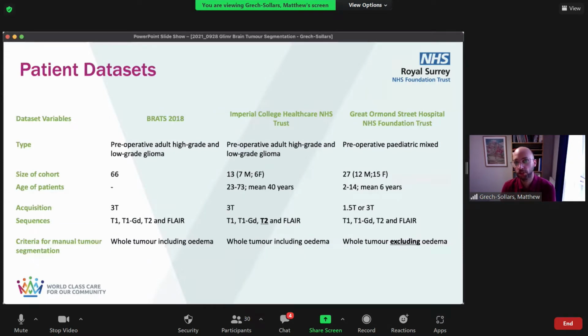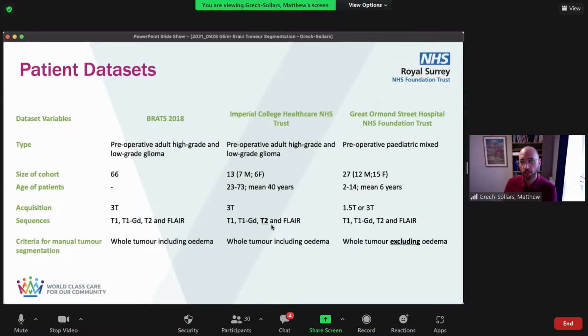Essentially, these are the three datasets that we used. First on the left is the BraTS dataset, which was 66 patients. All datasets had a range of low and high grade gliomas. The pediatric cohort had 27 patients, whereas the adult cohort had 13 patients. Two things to point out in terms of the differences. In terms of the sequences acquired, most software require these four different imaging modalities: a pre and post contrast T1, a T2 axial, and a FLAIR.